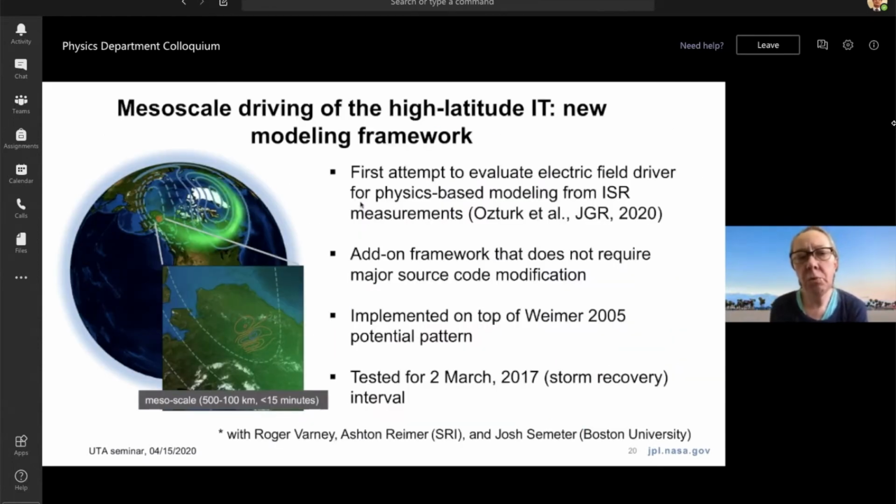What we've done in our group, we looked at very regional driving at high latitudes in the Alaska region, and we used ISR, which is incoherent scatter radar measurements, to estimate electric field and merged it with large-scale models. So here regionally we look at mesoscales, below 500 kilometers, and time scales less than 15 minutes. We developed an add-on software framework on top of GITM that doesn't require source modification. And we tested it for a specific event, March 2nd, 2017.